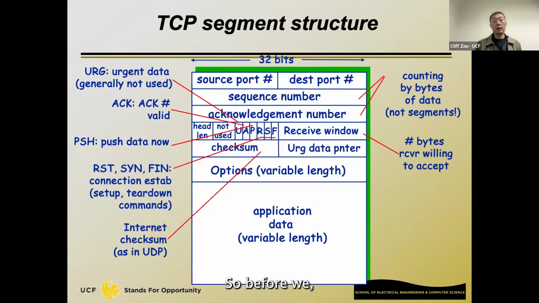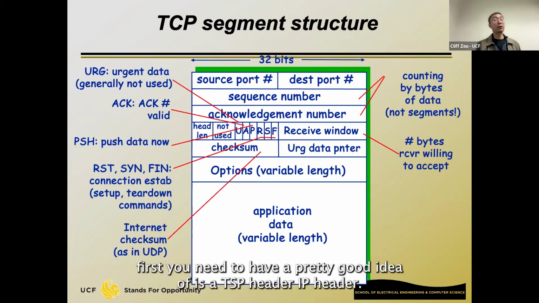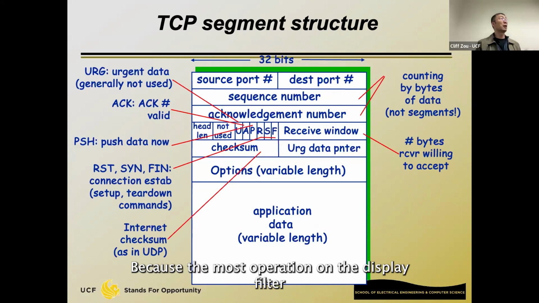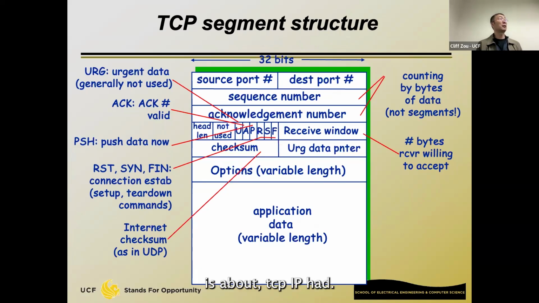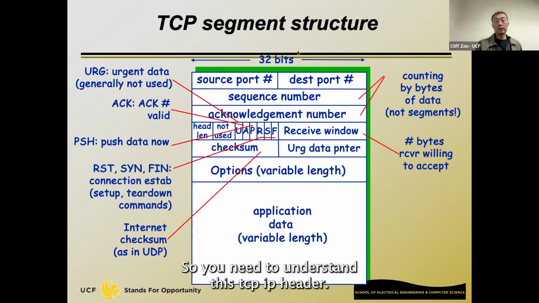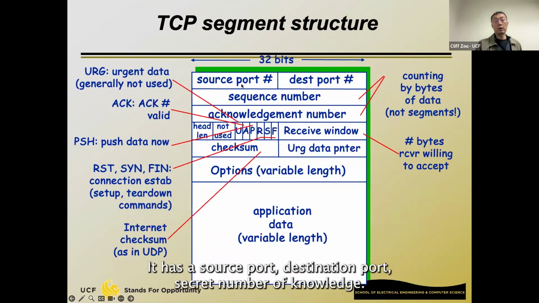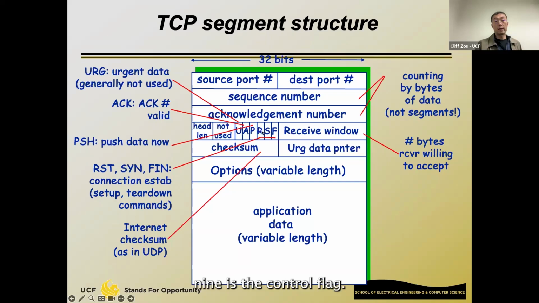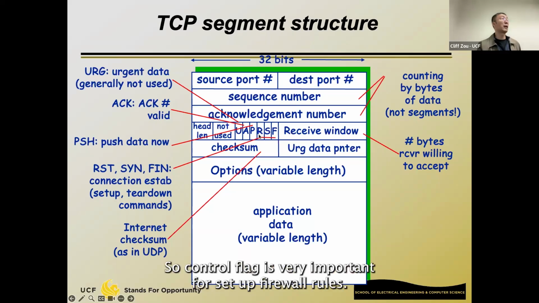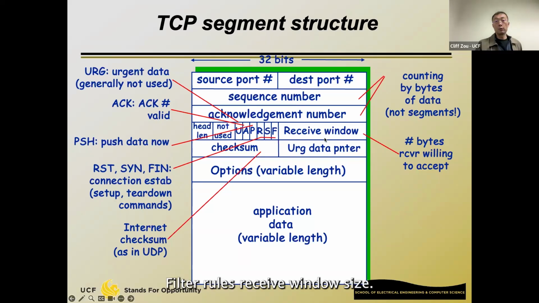So before we show how we can use display filter, first you need to have a pretty good idea of this TCP header and IP header, because most operations on the display filter are about TCP header and IP header. So you need to understand this TCP header and IP header. TCP header has a source port, destination port, sequence number, acknowledgment number. Then it's the control flags. So control flags are very important for setting up firewall rules, filter rules. Receive window size. This is the congestion window size.